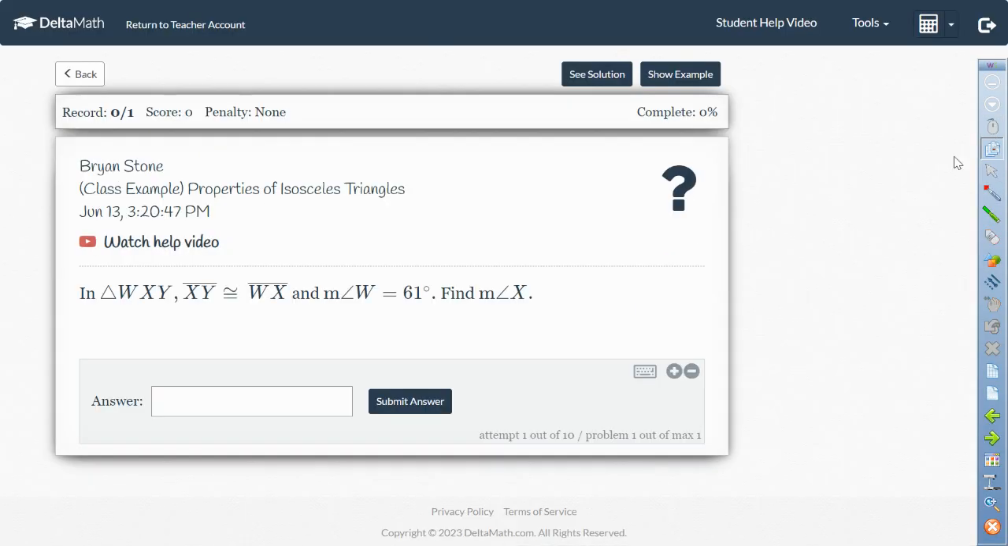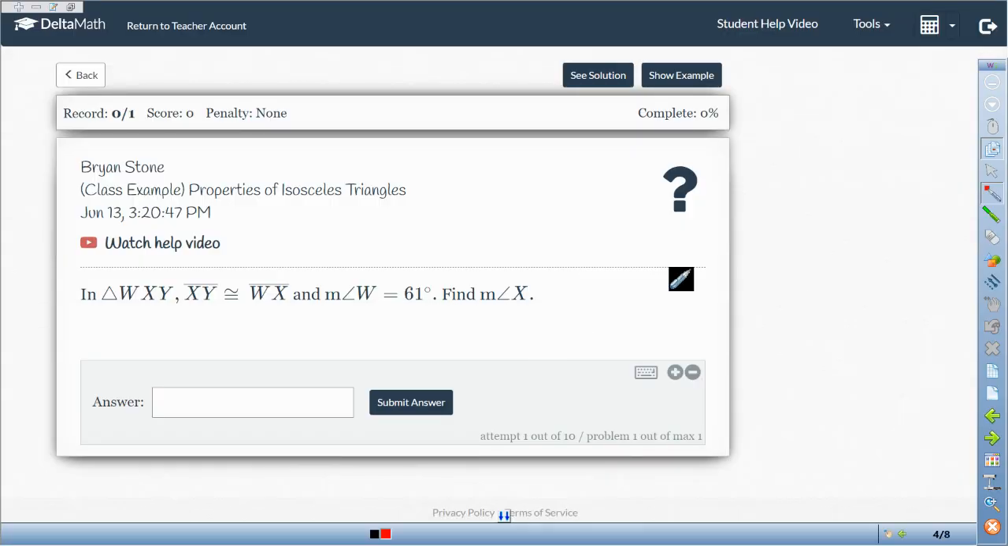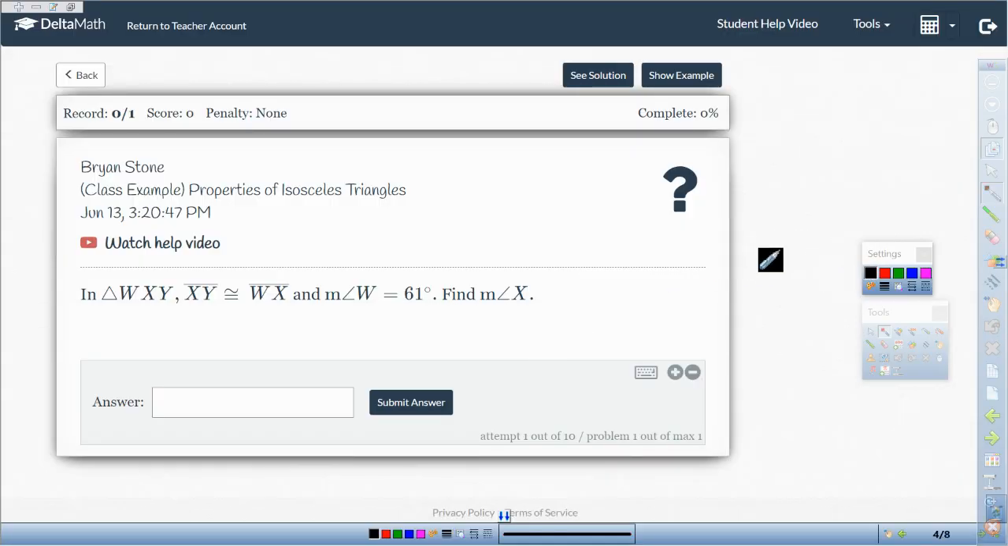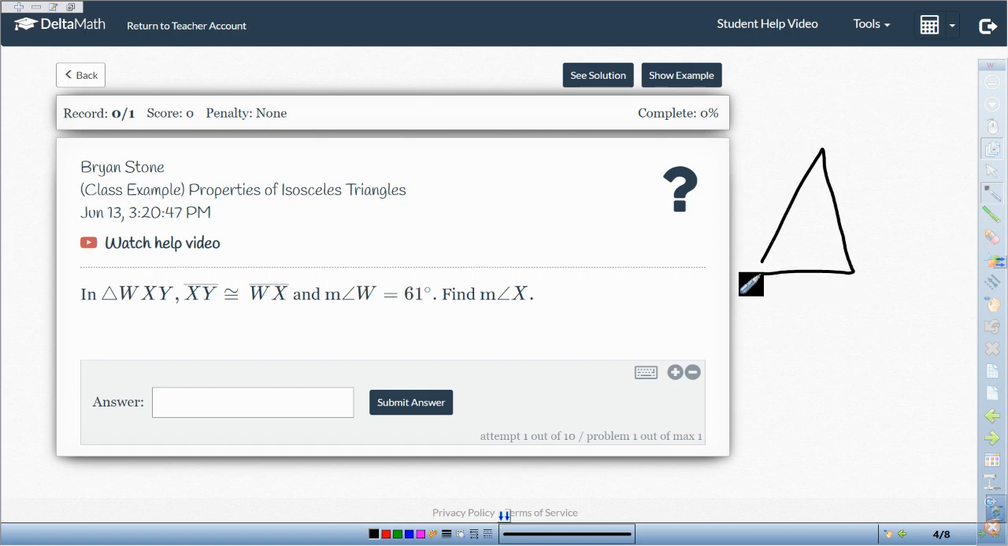So let's start by drawing this triangle that they're describing. That's a big thing. They haven't drawn it. Drawing it is going to help a lot. So I'm just going to draw a generic looking isosceles triangle, and they're calling it WXY.